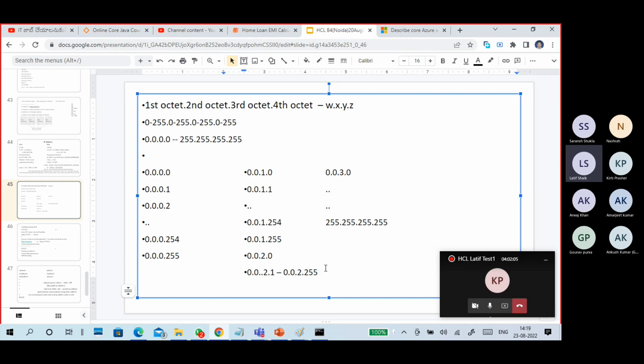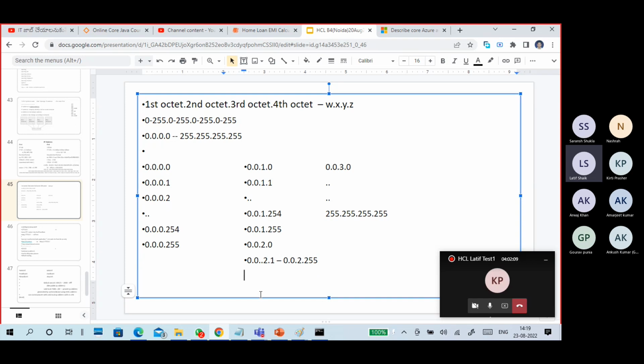Like, I will write one IP address here, a random IP address: 112.4.45.3.322.4. So is it a correct IP or a wrong IP? It is a wrong IP address, because it crosses more than 255.